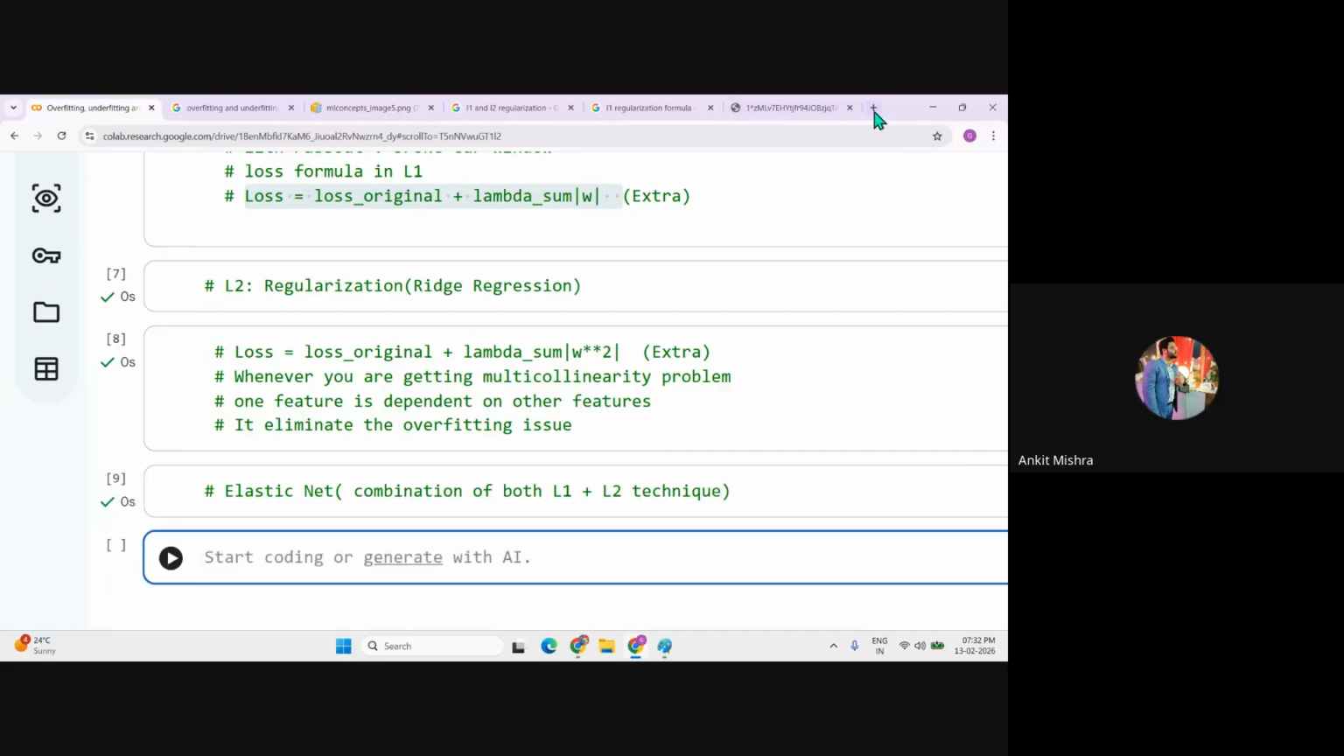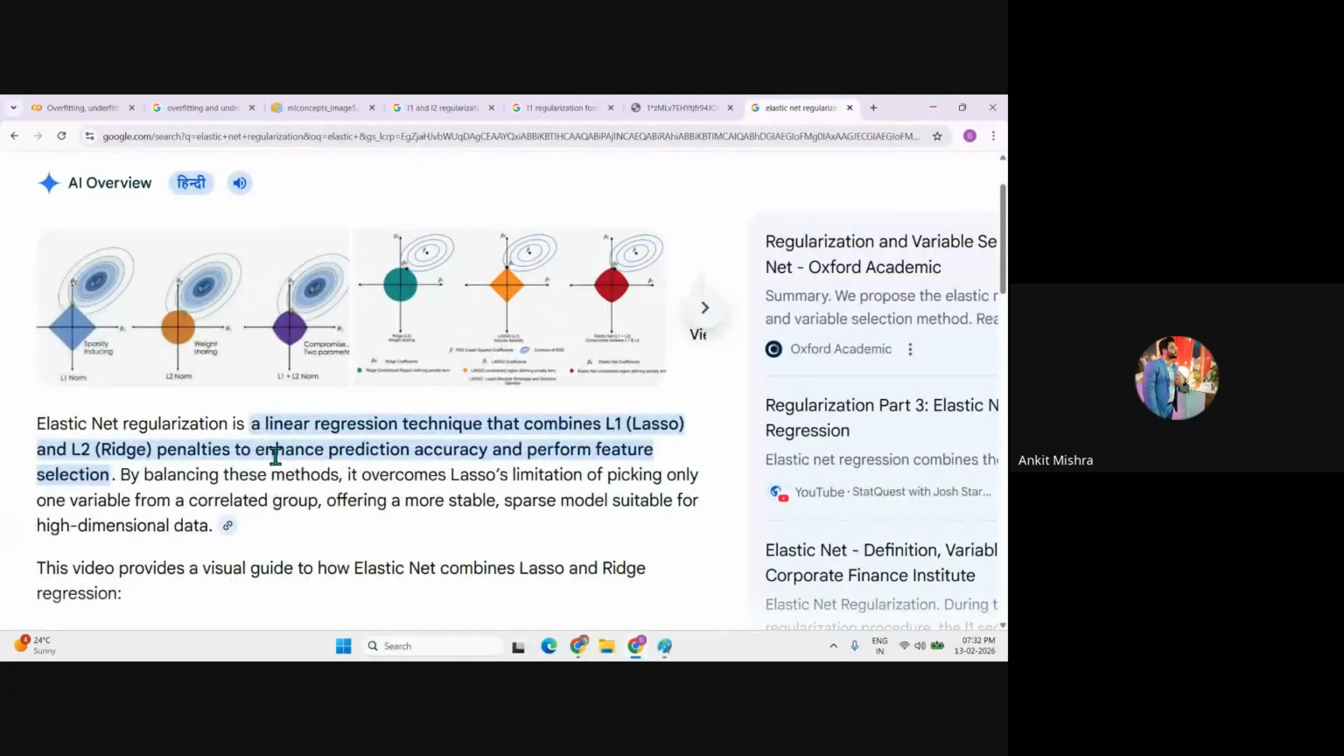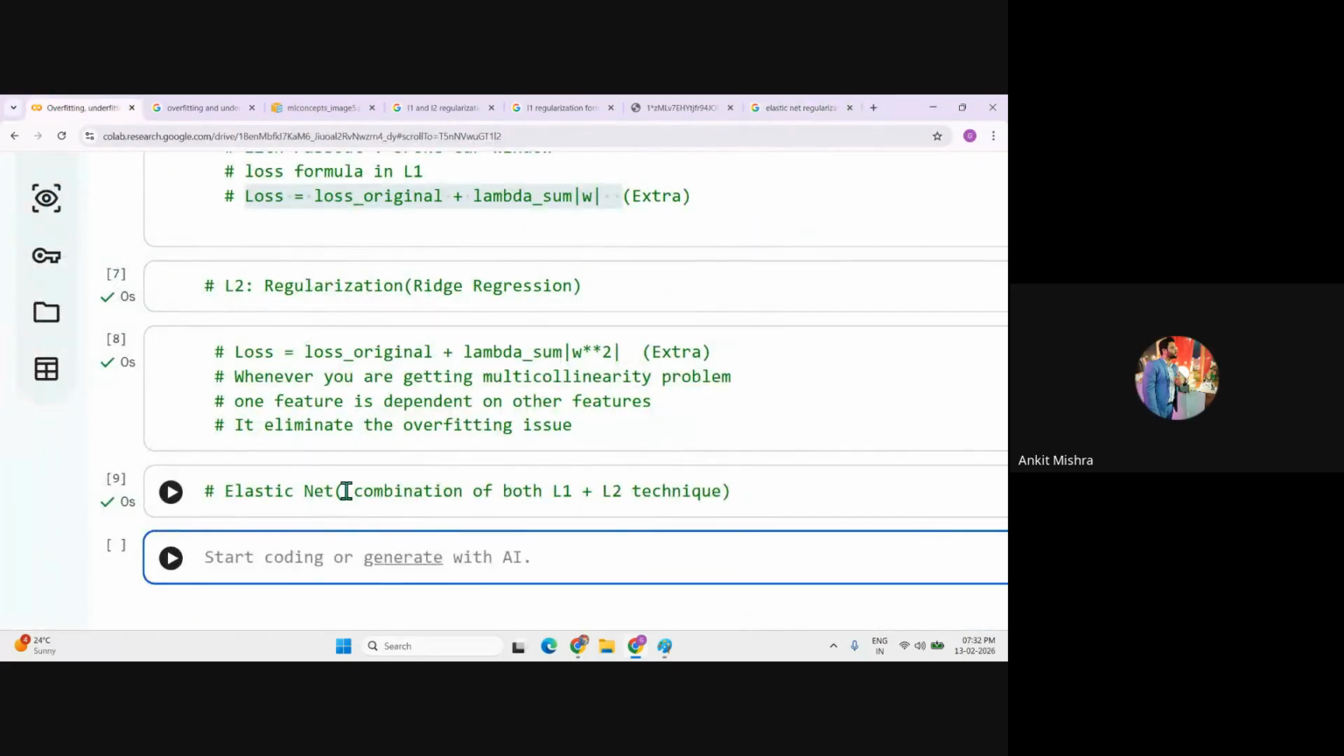You can just go and Google what elastic net regularization is. It is a linear regression that combines both lasso and ridge regression, and it applies penalties to enhance the prediction accuracy. See, this is a very basic definition. You are not just using L1 or L2, you are using L1 and L2 together, and that becomes the elastic net. So we have three different techniques of regularization: the first one is the L1 technique, the second one is the L2 technique, and the third one is elastic net, which is nothing but a combination of both L1 and L2.